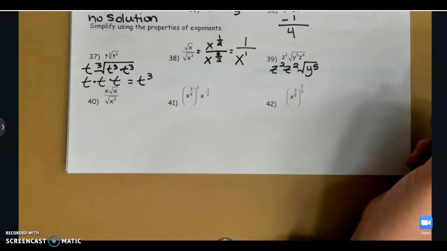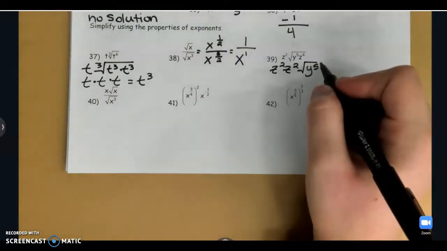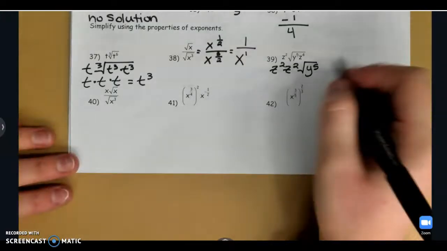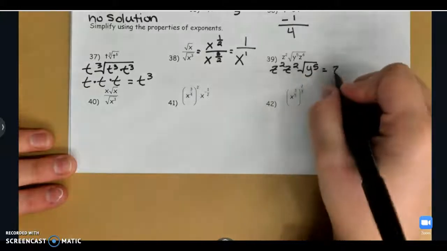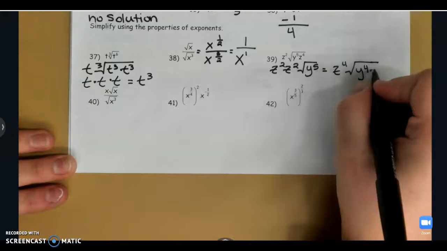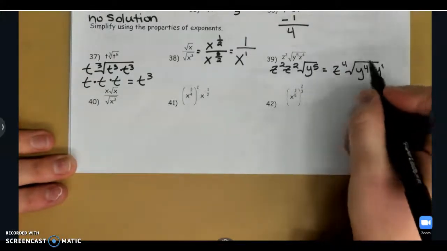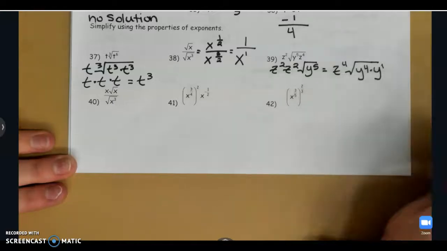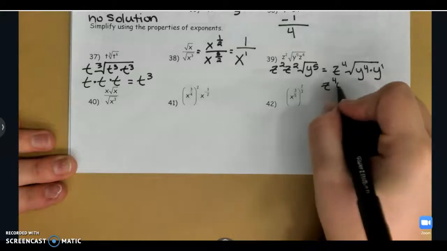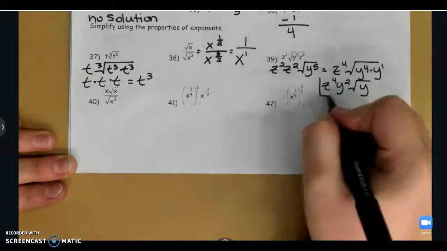Now, what do we do with that y to the 5th? I know for sure I can take out some y's. So what we need to look for is the largest multiple of 2 that's part of 5, and that's going to be y to the 4th. So I can rewrite this. Z squared times z squared is z to the 4th. So this is going to be the square root of y to the 4th times y, right? My exponents would still add up to 5. So now this y to the 4th is going to come out looking like y squared because, again, 4 divided by 2 is 2. So z to the 4th, y squared, and what's left inside our radical is that y. So here's the final answer for 39.